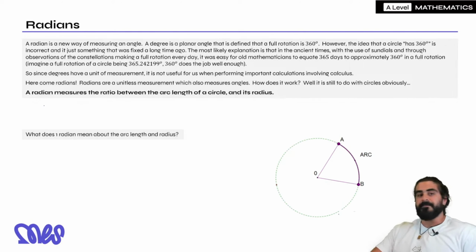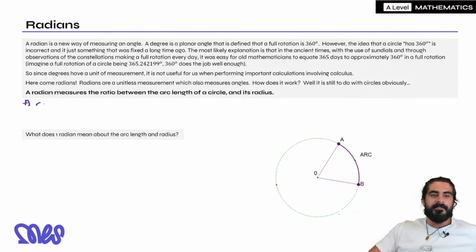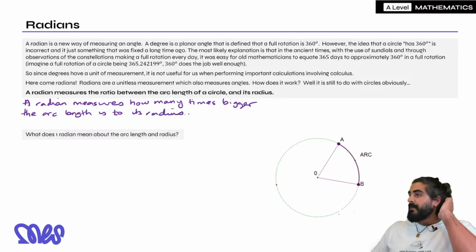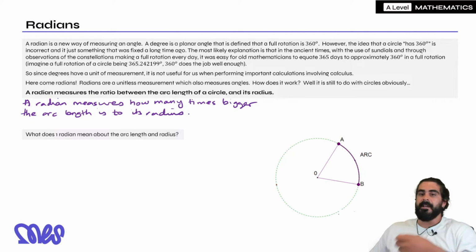What I want you to write, underneath or in your notepad, it doesn't matter: a radian, in simpler terms, measures how many times bigger the arc length is compared to its radius.